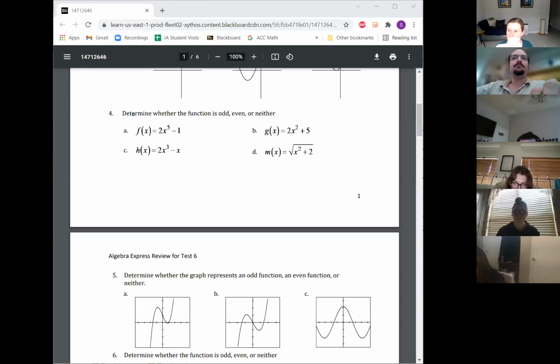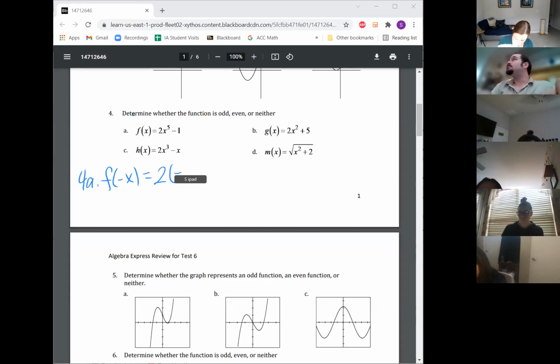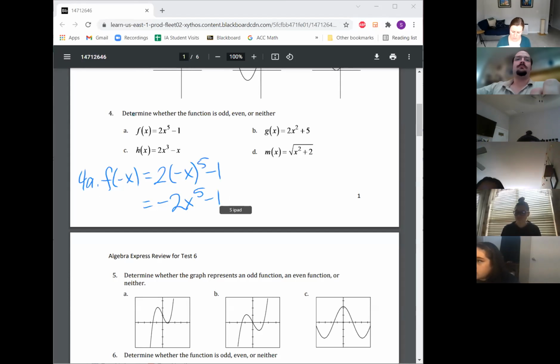At least on the first two. All right, Alondra, can you do 4A? You're in group 1. Yeah. Well, I just did the negative x. And then I put it in the other x too. And then that made it a negative 2x to the fifth minus 1. So I put it's neither even nor odd.